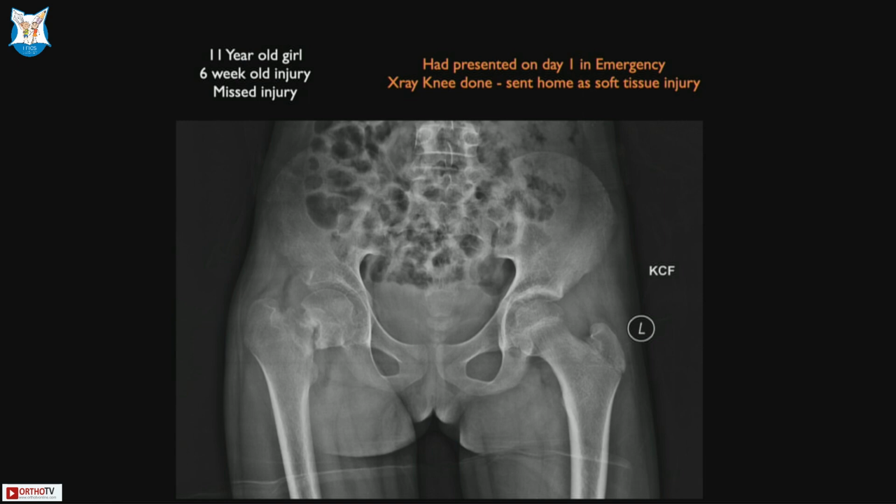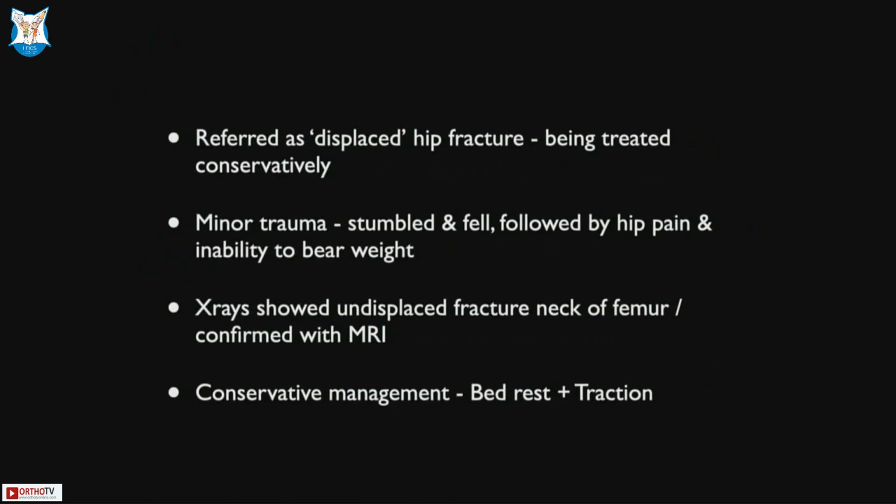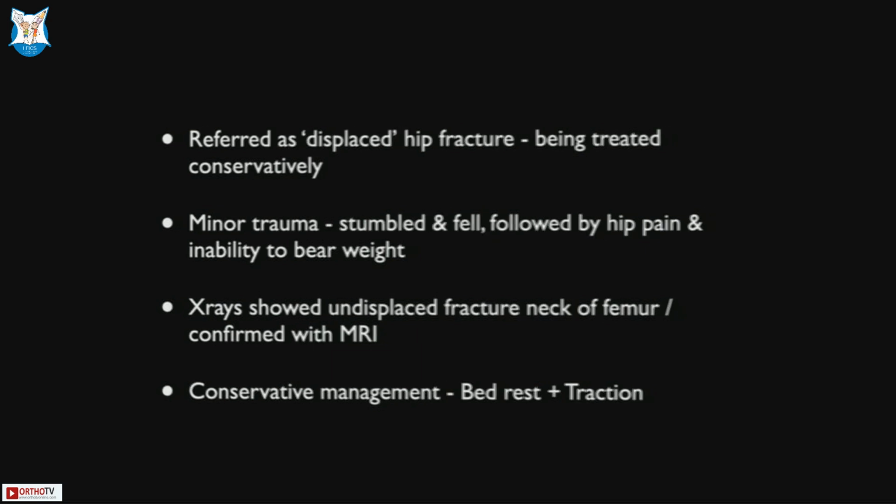A child with a low energy trauma had an X-ray of the knee and was sent home as a soft tissue injury. The child presented 6 weeks later with this. Mistaken diagnosis. So when they are referred as a displaced fracture with relatively innocuous trauma, you need to be very careful, because most of the time it's a high energy trauma.